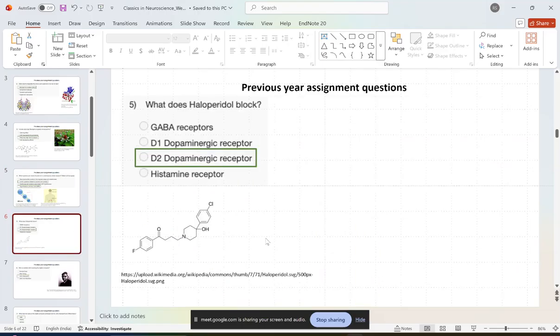Next question: what does haloperidol block? So, what is haloperidol, and what is its relevance to neuropsychiatry?